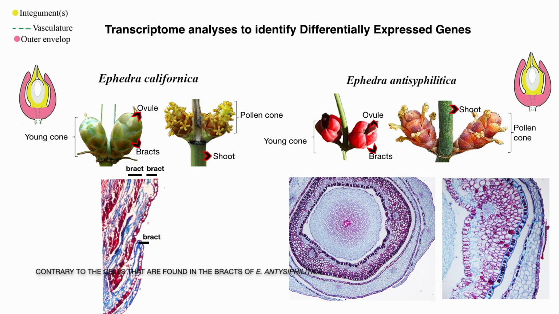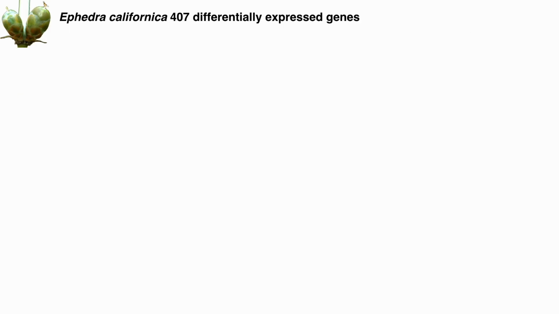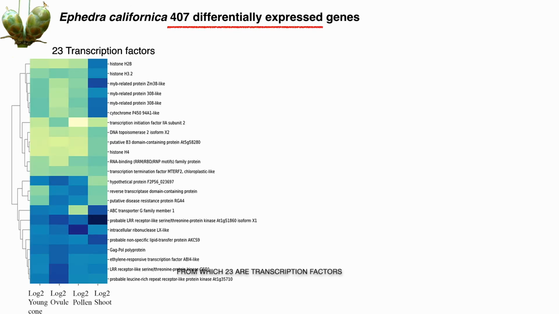Contrary to the cells that are found in the bracts of Ephedra antisyphilitica, which are more isodiametric. The cuticle is also thinner and with less ergastic substances. So these differences appear since very early in the development of the ovules in these two species. We also detected major differences with the transcriptome analysis. So for Ephedra californica, we identified 407 differentially expressed genes, from which 23 are transcription factors.